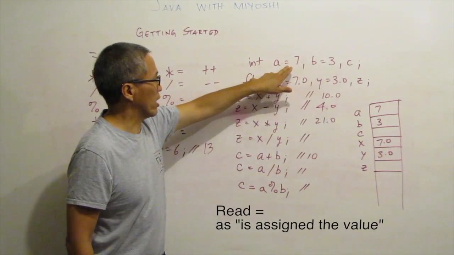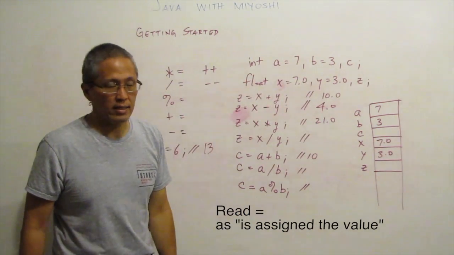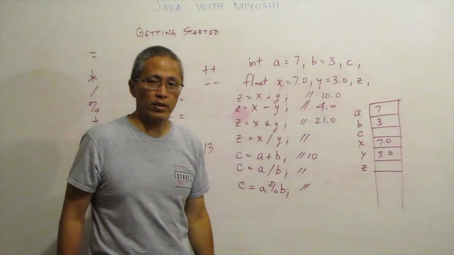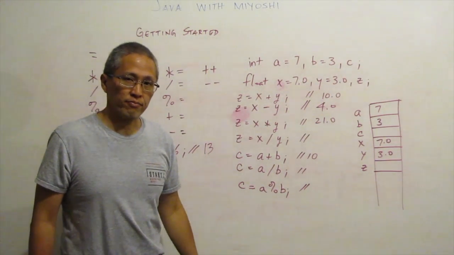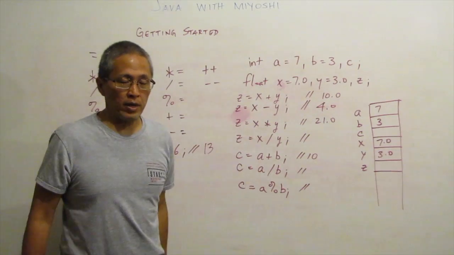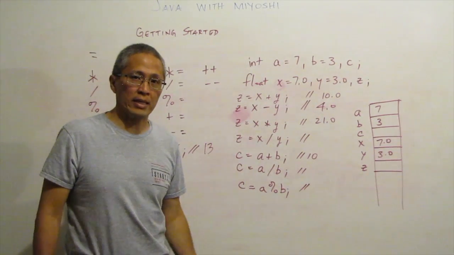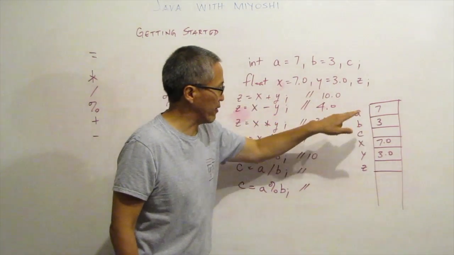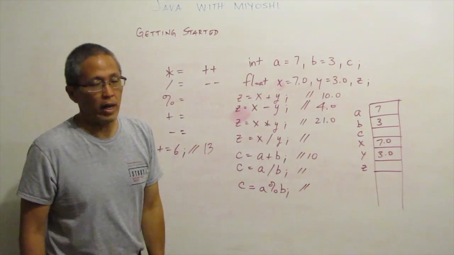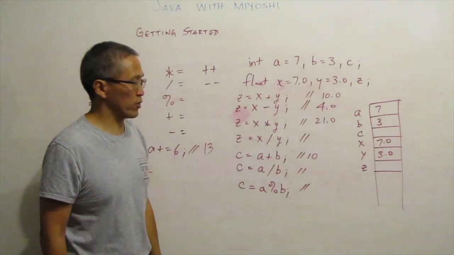Try not to call that single equal sign just equals, even though that's what it is in math, because we have a different operator when we want to look to see if something is equal. This guy does assign the value. It makes the 7 be in where a is, the memory location associated with a.